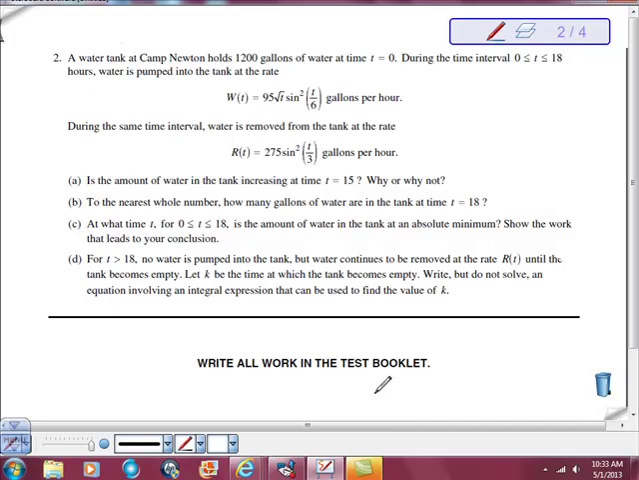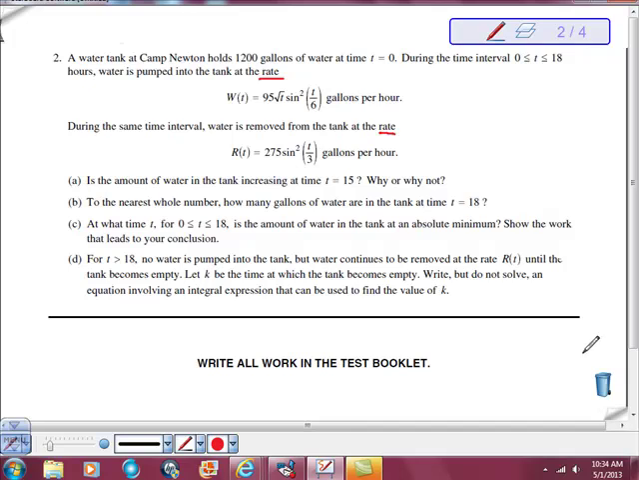So here's a problem that we have. The water tank at Camp Newton holds 1,200 gallons of water at t equals 0. During the time interval t greater than or equal to 0 and less than or equal to 18 hours, water is pumped in at a rate. This is really important: we're looking at a rate, so I'm going to underline this word rate because I want to know that these are rates. During the same time interval, water is removed from the tank at a rate. So here's another rate. And it wants to know, is the amount of water in the tank increasing at t equal to 15? Why or why not?